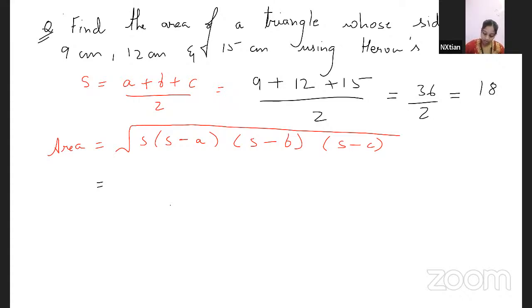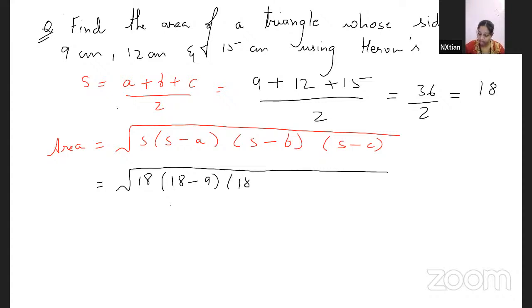Okay, ma'am. Ma'am, I'm getting 2690. Okay. All right. Let's see where you missed the step. 18 minus 9. Then 18 minus 12 and 18 minus 15.